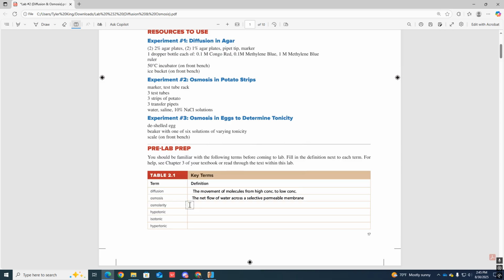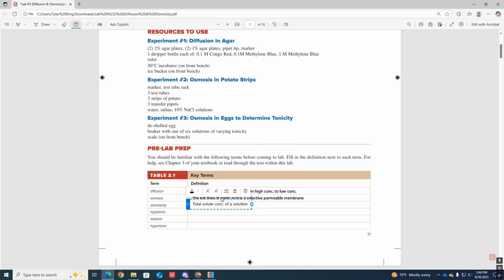All right, osmolarity. So osmosis and osmolarity are not the same thing, okay? Osmosis is the net flow of water. Osmolarity, what this is talking about, is the total solute concentration of a solution, okay?